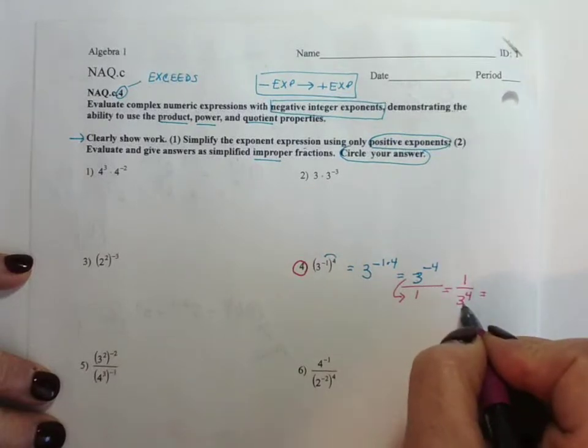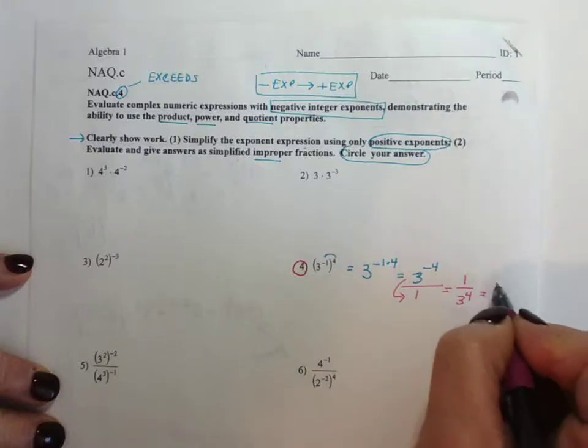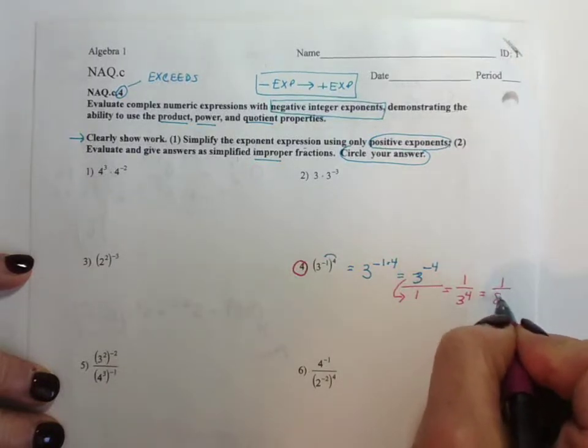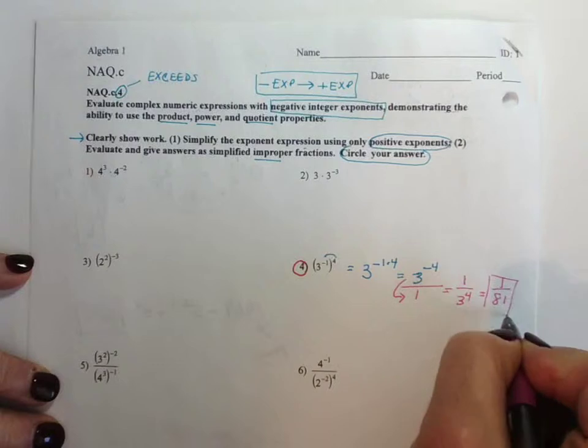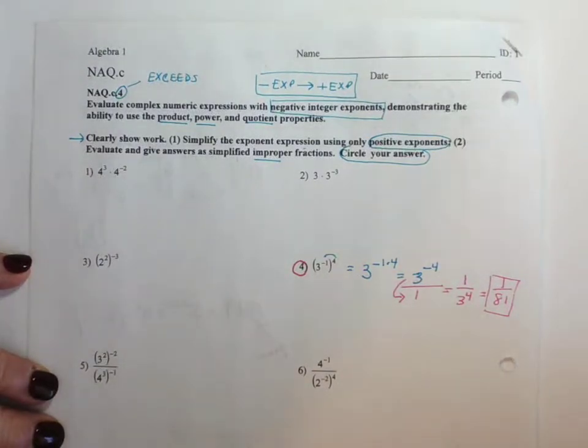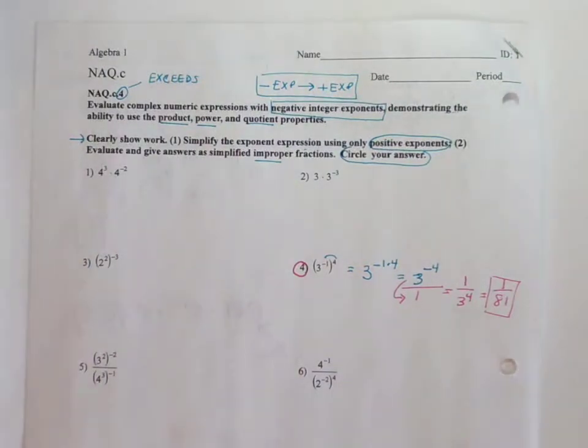3 to the 4th, 3 times 3 is 9, times 3 is 27, times 3 is 81. Your final answer is 1/81. All right? So those are the basics for the 4 criteria for this NAQ.c exponent standard.